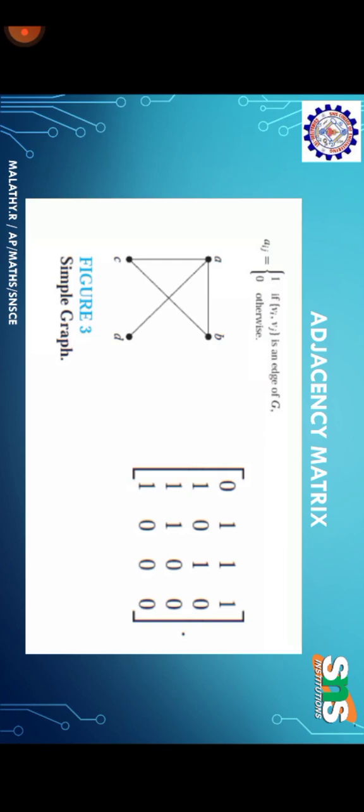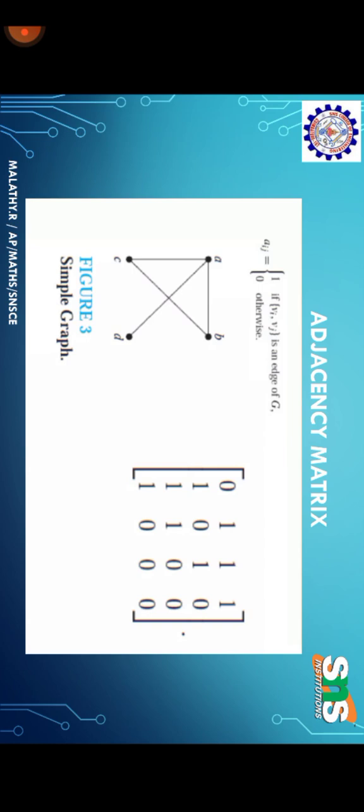Another one is adjacency matrix. Adjacency matrix means Aij equals 1 or 0. If there is an edge of G between those vertices, we say 1, otherwise we say 0. For example, in this graph, for A to B we have 1, but we don't have A to A. That's why we mention the first element as 0 here.